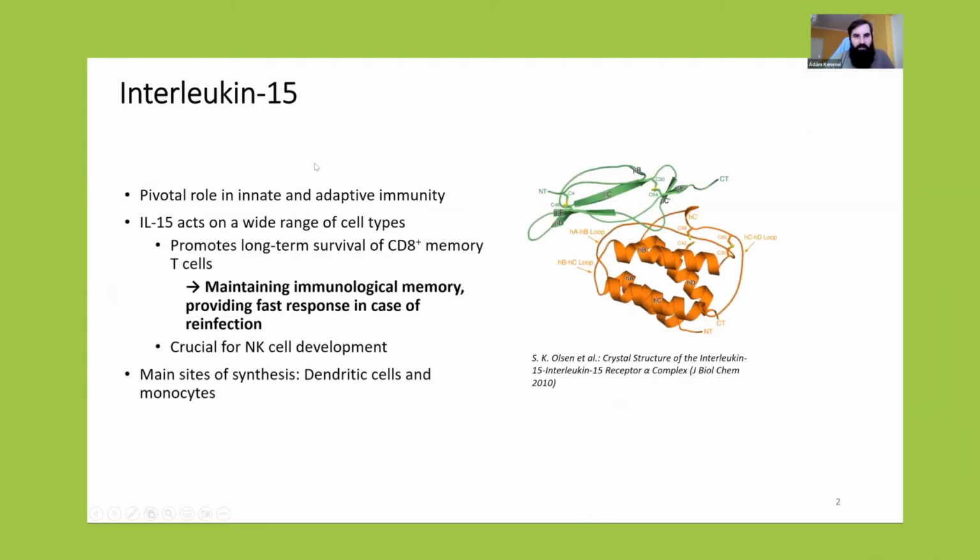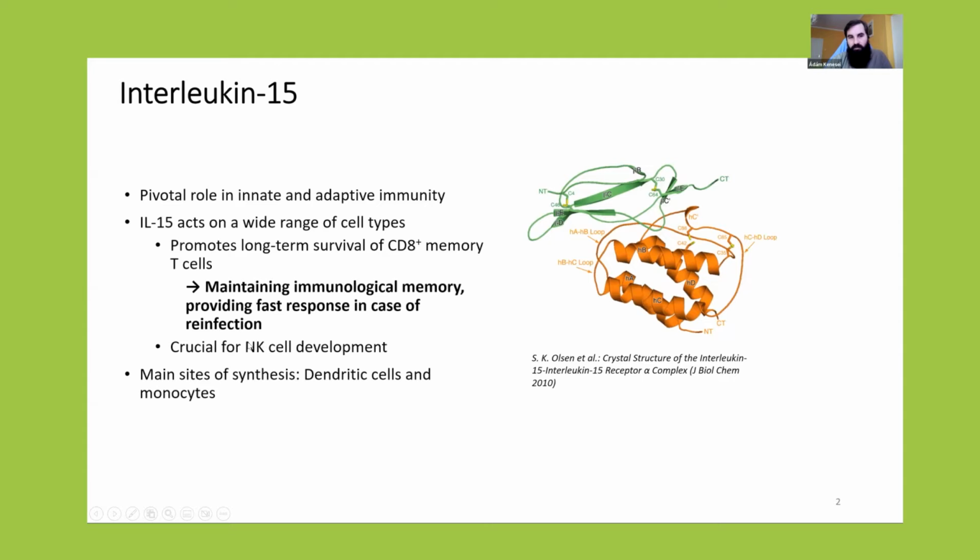Briefly, I would like to introduce the interleukin-15 cytokine. This cytokine plays a pivotal role in innate and adaptive immunity. It acts on a wide range of cell types. Its main function is to promote long-term survival of CD8 positive memory T cells, which in other words means maintaining the immunological memory. So in a case of reinfection, it can provide a faster response.